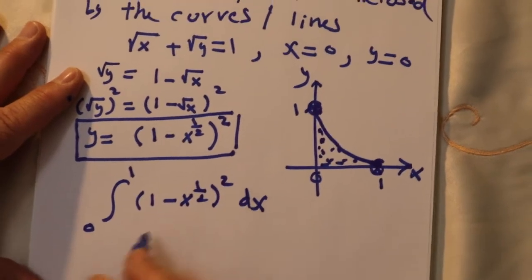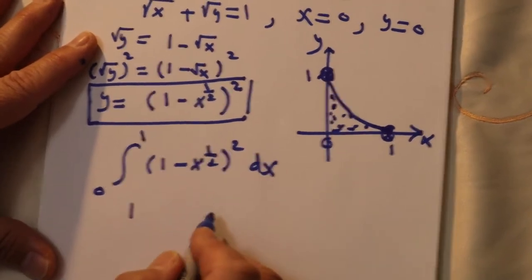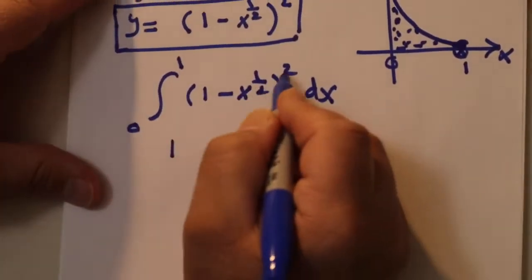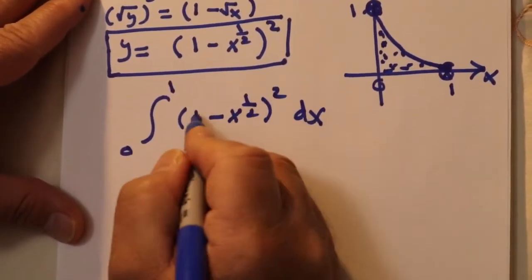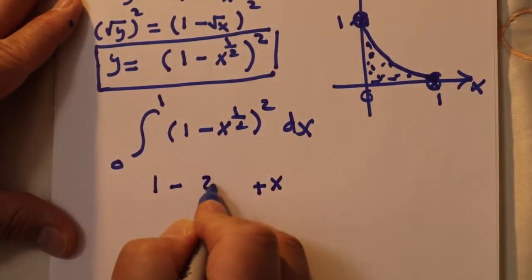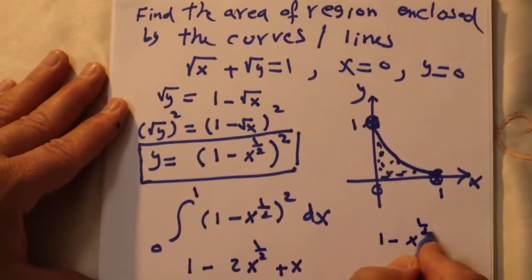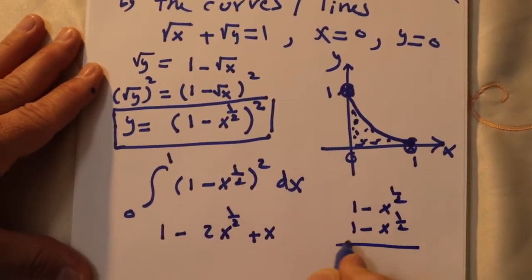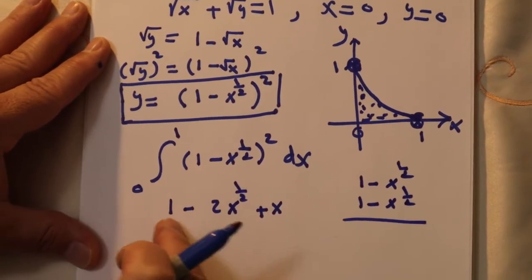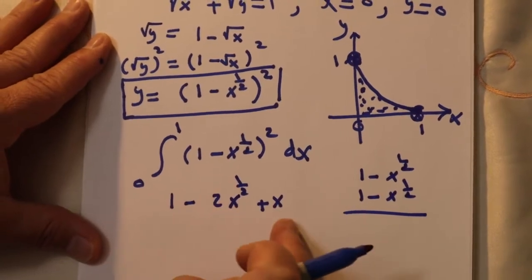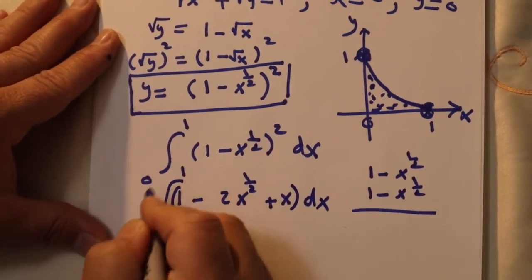So 1 squared is 1, and x exponent a half squared will be x, and it's positive. And in the middle it will be negative: 2 times 1 is 2, 2 times x exponent a half is 2x exponent a half. You could do that like a FOIL problem, x exponent a half times 1 minus x exponent a half, and then multiply. You're going to find this result. So the function that we need to integrate is 1 minus 2x exponent a half plus x with respect to x. The integral will be from 0 to 1.